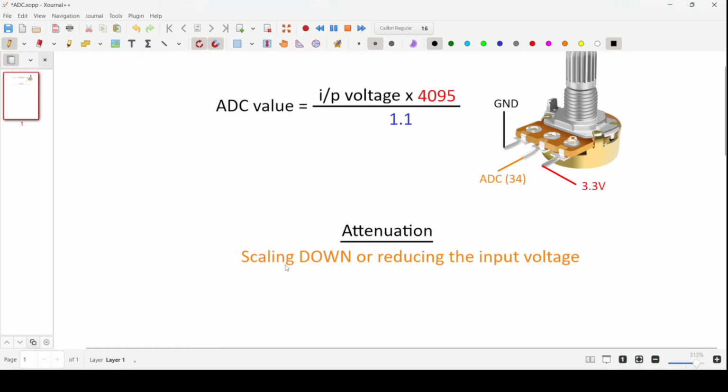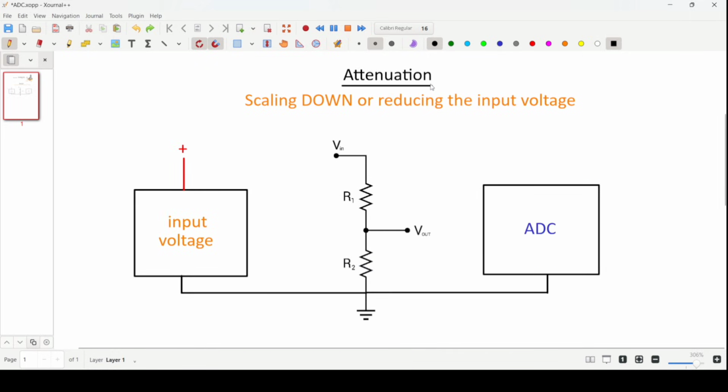Attenuation means scaling down or reducing the input voltage, which is the difference between this ground pin and pin number 34. Attenuation means to weaken something. So before this input voltage reaches the ADC, we scale it down. I will also discuss more insights about this attenuation concept further in the video. Now you need to know that the attenuation values are something like this: 0 decibel, 2.5 decibel, 6 decibel, 11 decibel, and 11 decibel is the maximum attenuation value for the case of ESP32 ADC.